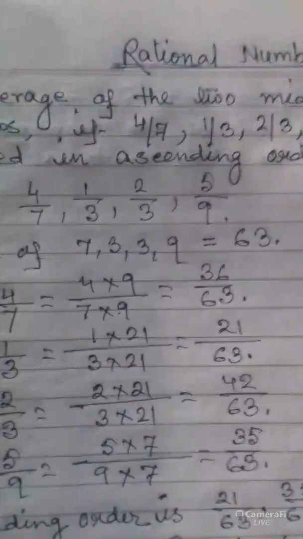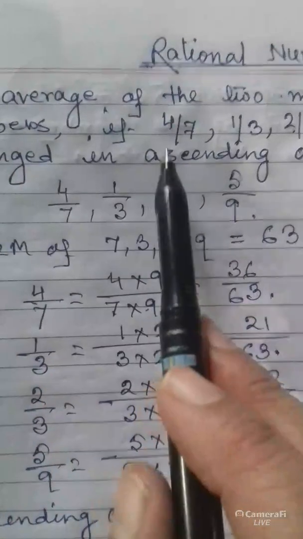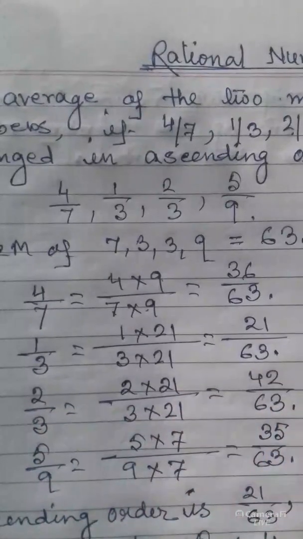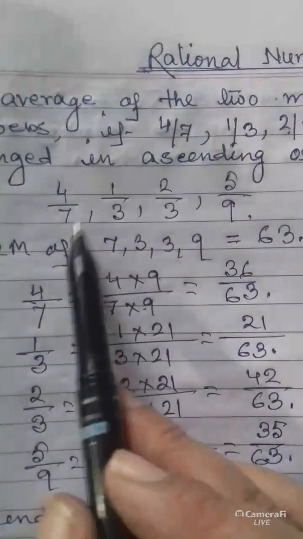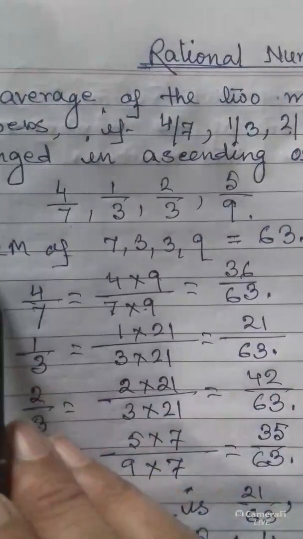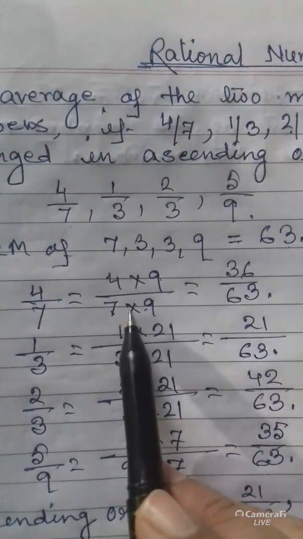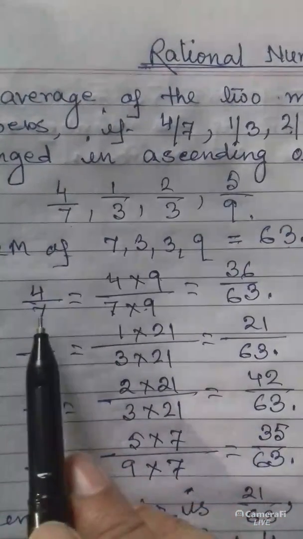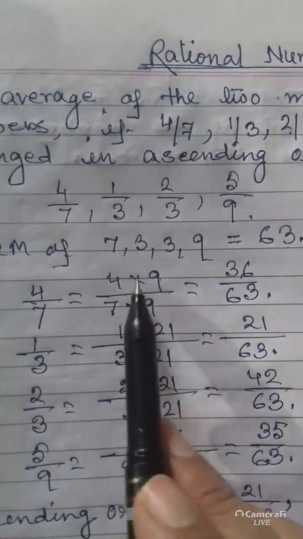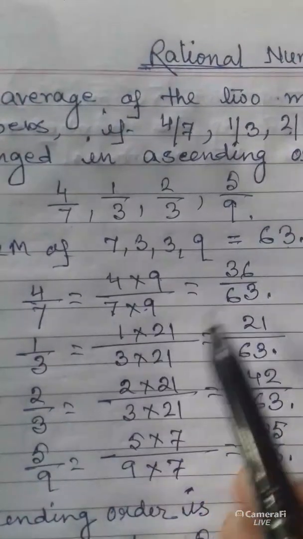So the question is to find the average of the two middle rational numbers if 4/7, 1/3, 2/3, 5/9 are arranged in ascending order. First we have to find the ascending order. The LCM of 7, 3, 3, 9 is 63. Now make the same denominator. For 4/7, 7 multiplied by 9, so 4 also multiplied by 9. 4 into 9 is 36, 7 into 9 is 63.